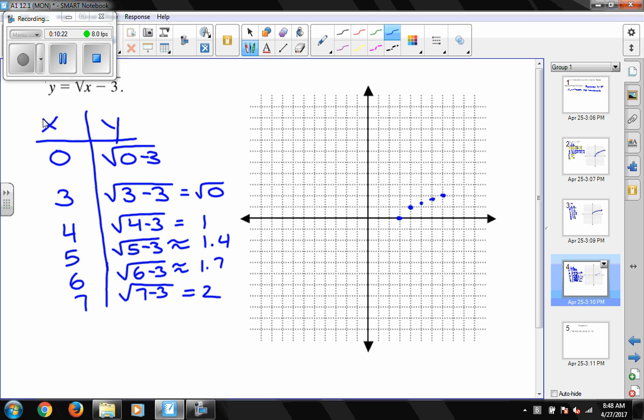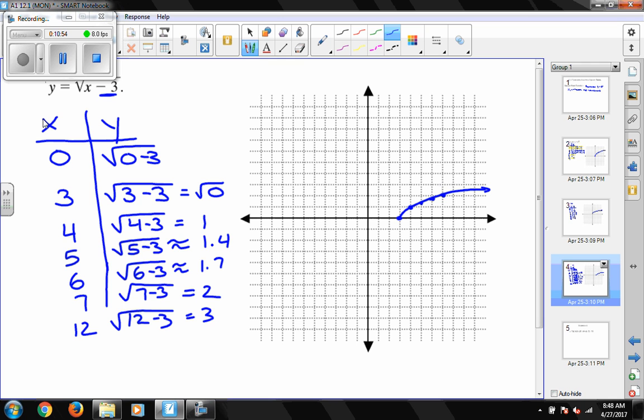Now I could keep going if I wanted to, but in order for me to get to another perfect square, I would have to plug in 12 and take the square root of 12 minus 3 to get 3. 12 isn't on my graph here. I only have a 10 by 10 grid, so I will just stop at 7 and go ahead and connect your dots there. Again, arrow on the right.